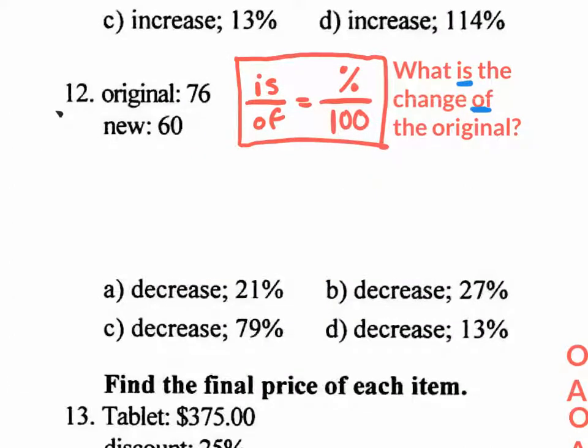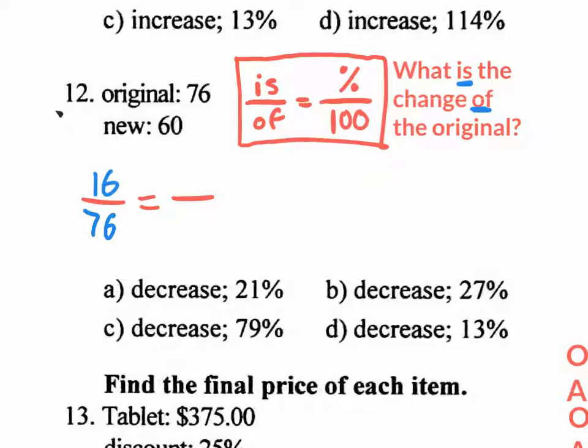Jumping to number 12, same exact concept. So when we set up the proportion, what is the change? From 76 to 60, what is the change? It's a $16 drop, right? That's why we put it up in the "is" position. The 16 goes where the "is" is, over the original amount. The original is 76 in this case, so put a 76 right there.